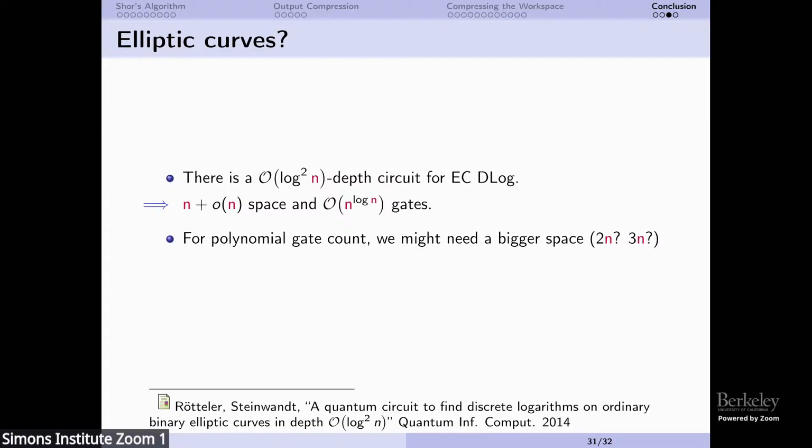So we don't know. Maybe what will happen is that we can still compress and reduce the space, but we reduce it to something linear in n, which is not n. And that would be already nice, I guess, if you get 2n bits for the elliptic curves. And we might obtain a polynomial gate count with that. But I'm not even sure about what the polynomial would look like. So that's pretty much open at this moment.